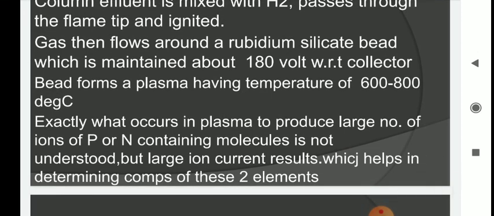Exactly what occurs in the plasma to produce a large number of ions of phosphorus or nitrogen containing molecules is not understood, but a large ion current results. So we don't know why this happens, but a large number of ions of phosphorus and nitrogen are produced. Now this helps in determining compounds of these two elements. Okay, so this is about the thermionic detector.